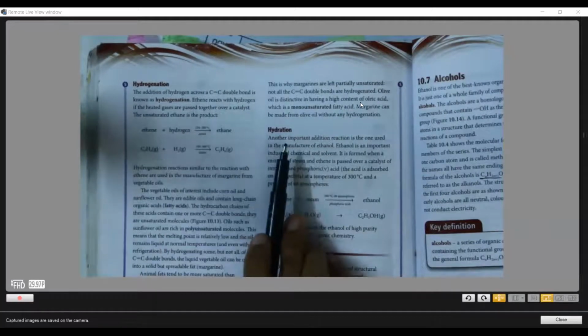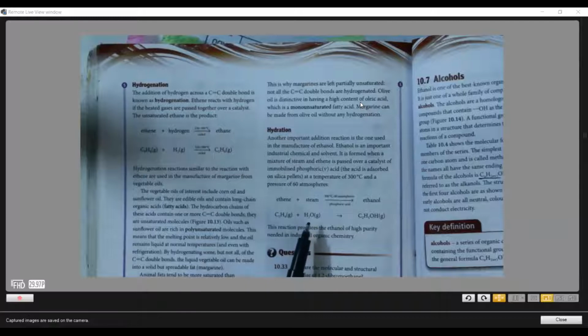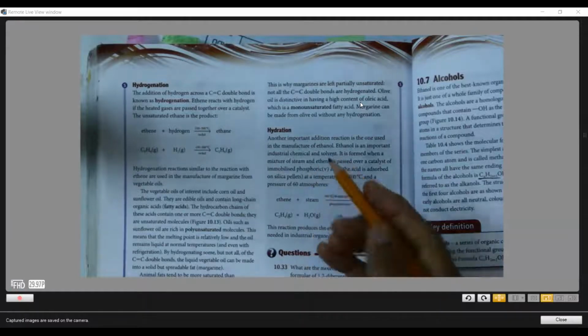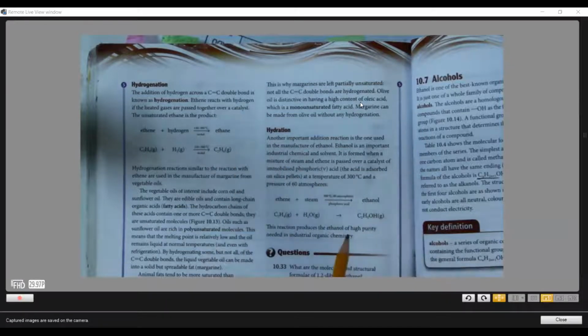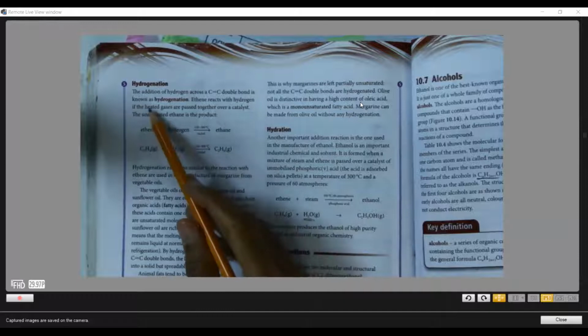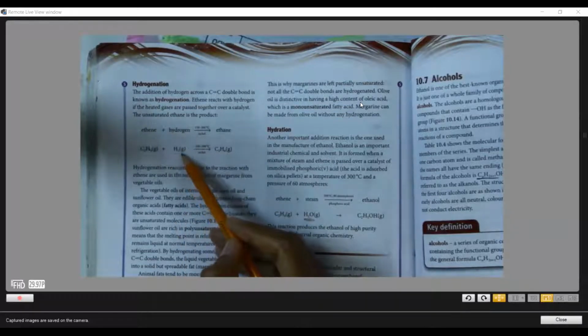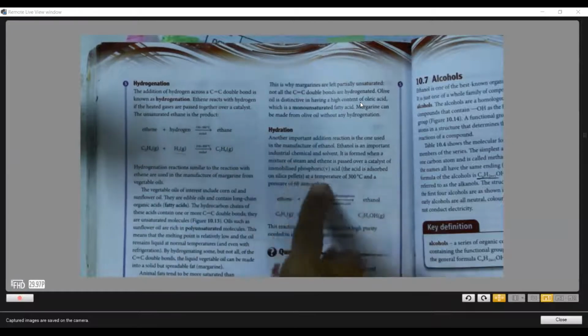One is the addition of hydrogen and the other is the addition of water. Right. So hydra, the word hydra is Latin. It means water. Hydration has to do with water. Hydrogenation is addition of hydrogen molecule. We will discuss these two.